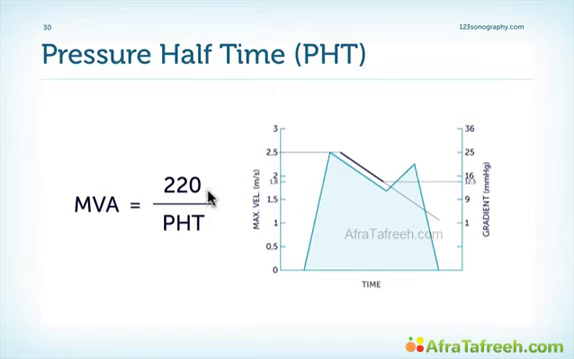So why is 220 in this formula? Well, 220 is an empirically derived value which was derived in a study many years ago where they looked at patients with mitral stenosis and they performed both Doppler echocardiography and catheter and then related the mitral valve area with both methods.